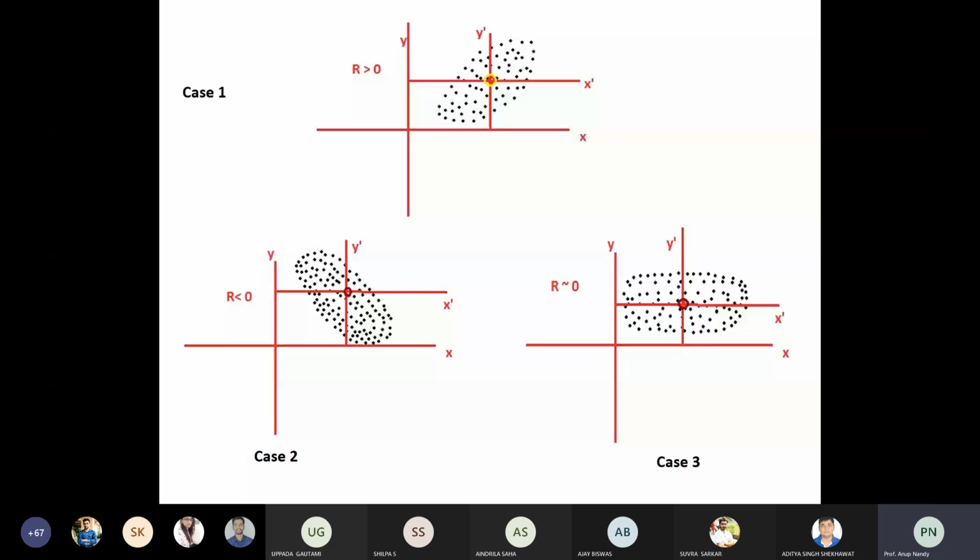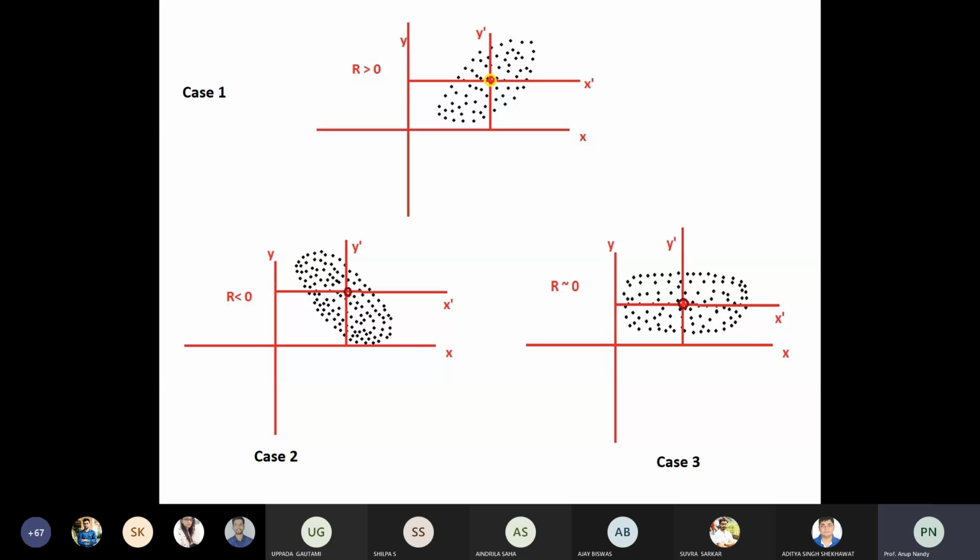Initially your origin was (0, 0). Now I'm going to shift the origin from (0, 0) to (x bar, y bar), which is encircled by yellow. So (x bar, y bar) is my new origin. Now you are going to have the new axis, and your axis is going to be shifted to x dash and y dash.